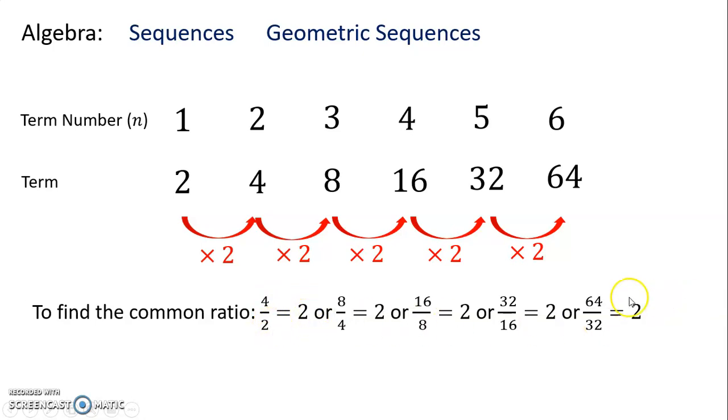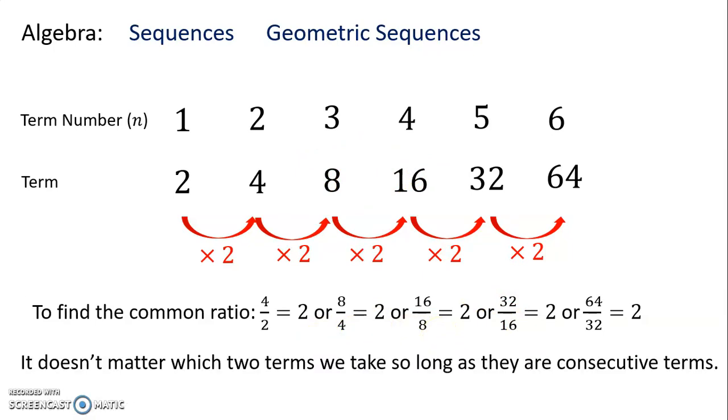Now, you can see lots of examples of me doing this here. In the first case, I've taken 4 and divided by 2, which is the second term divided by the first, and that gives me an answer of 2. Or I could have done 8 divided by 4, so that's the third term divided by the second. And then I could have done the fourth divided by the third, and so on. It doesn't matter which 2 you choose, provided you have chosen 2 consecutive terms, and then you're dividing one by the previous term.